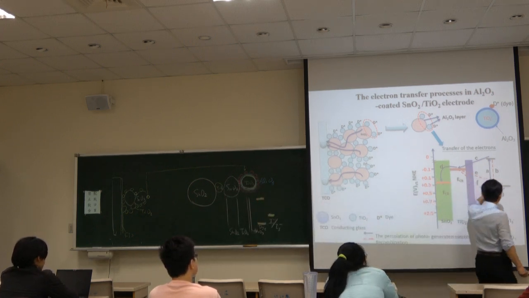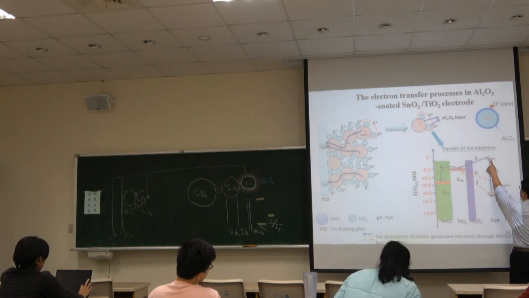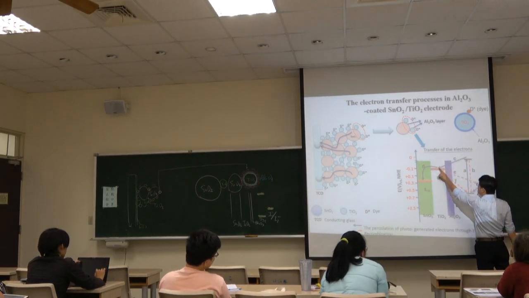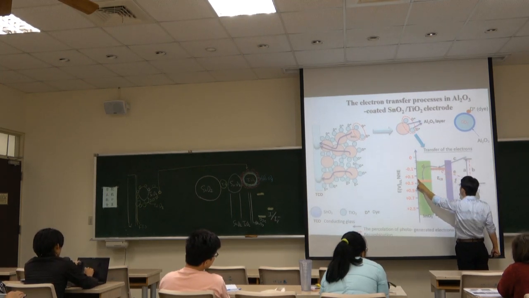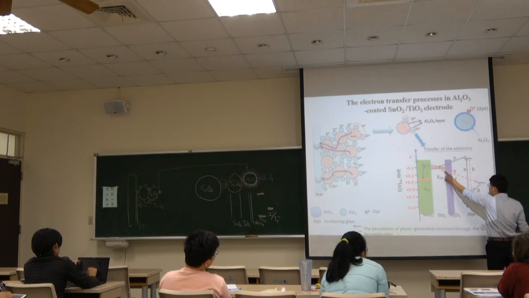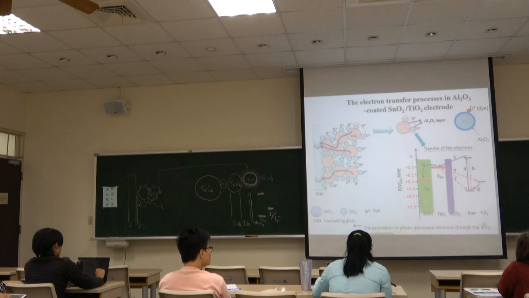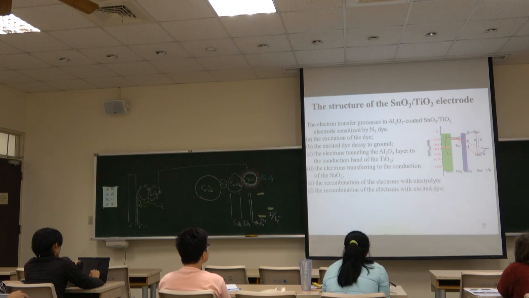So you have some state A from here to here. Okay, promote the electron, and B is the recombination. C is the charge transfer through the TiO2 conduction band. D transfer to the conduction band of SnO2. Okay, and then E is the recombination to electrolytes. F is also recombination to the oxidation state of the dye. Okay. So there's B, C, D, E right here. Okay, you can read by yourself.